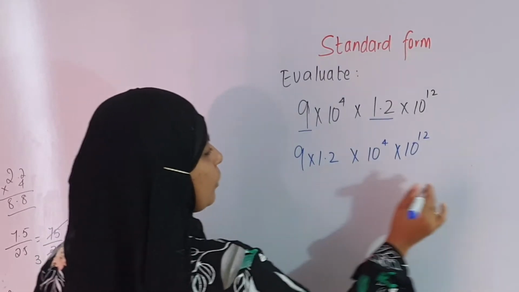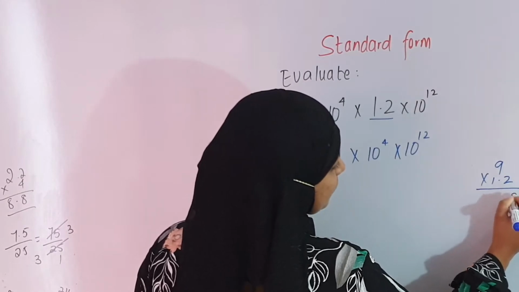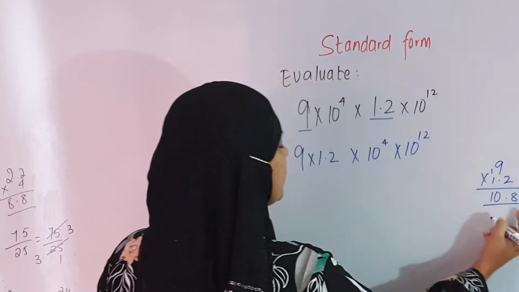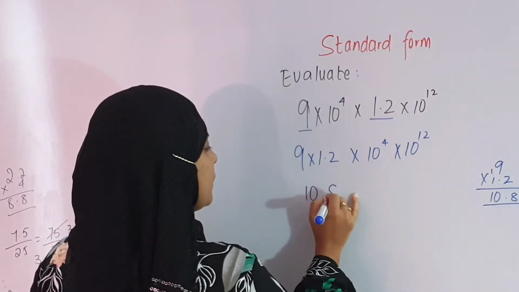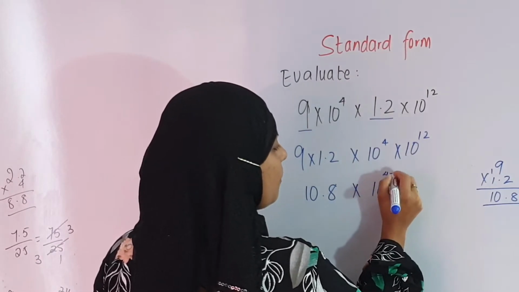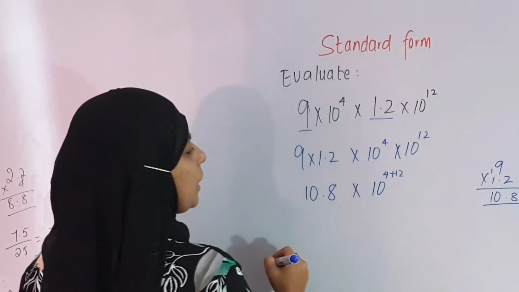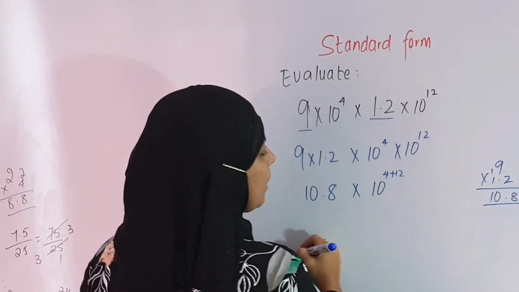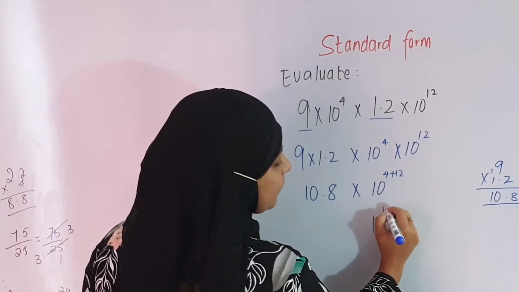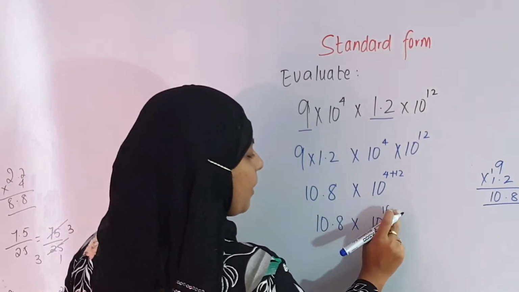9 times 2 means 18. Then 1 times 9, plus 1, makes 10.8. Here we have 10.8 times 10 to the power of 4 plus 12. What is 4 plus 12? Because this is multiplication, the multiplication law means we need to add powers. So 10 to the power of 4 plus 12 is 16. 10.8 times 10 to the power of 16.